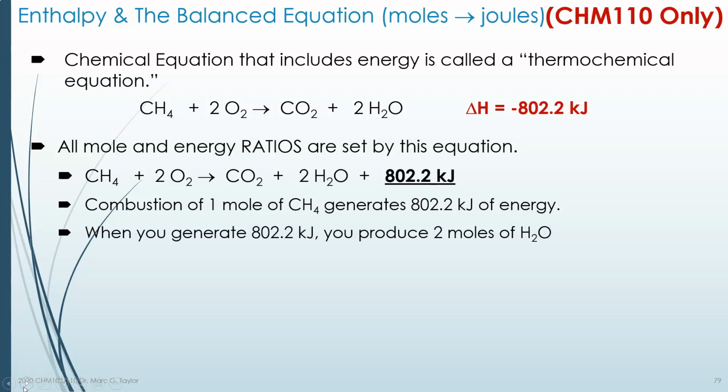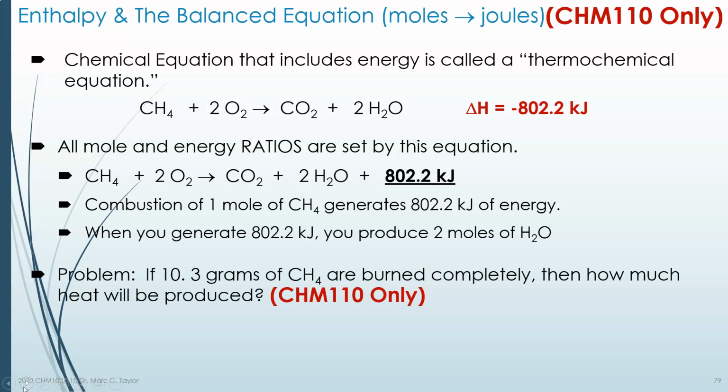But it also tells us all the other ratios to the other reactants and products in this thermochemical equation. When you generate 802.2 kilojoules of energy, you must have also produced 2 moles of water. You must have also produced 1 mole of carbon dioxide. You must have also used up 2 moles of oxygen gas. You must have also used up 1 mole of methane. So this allows you to make ratios of any 2 of these 5 components of the reaction.